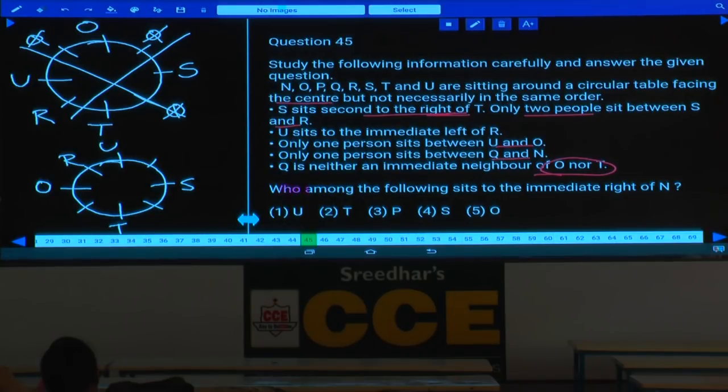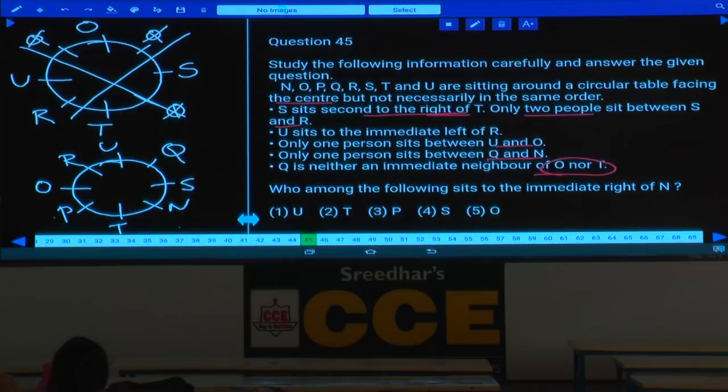Now in this one, Q is neither an immediate neighbor of O nor T. Hence Q cannot be at this place and Q cannot be at this place. As Q cannot be in these two places, Q must be here. If Q is here, only one person between Q and N. As Q is here, N must be here. If N is here, then who is the person left over here? N, O, P is the person left over. P must be here. Now this is how these 8 persons are seated around this circular table, and these 8 persons are facing towards the center.